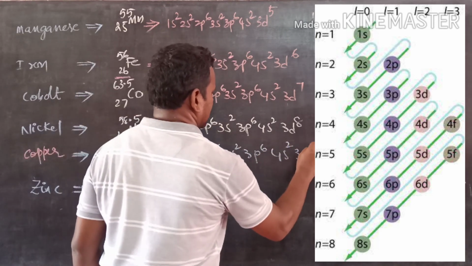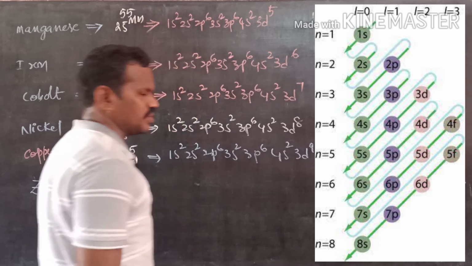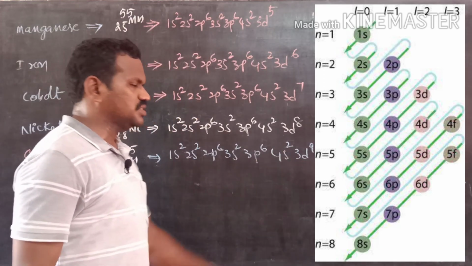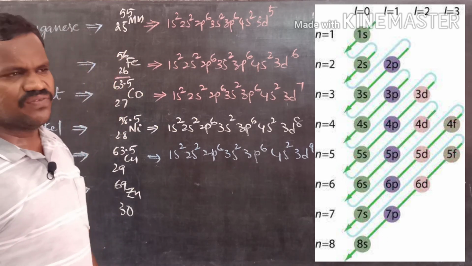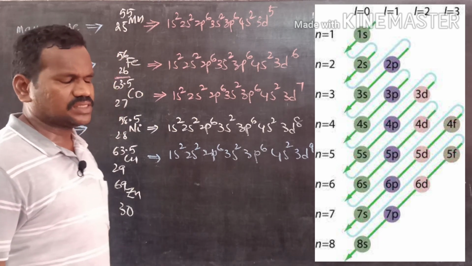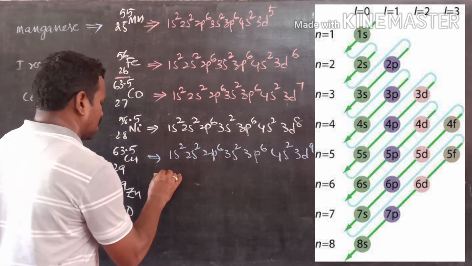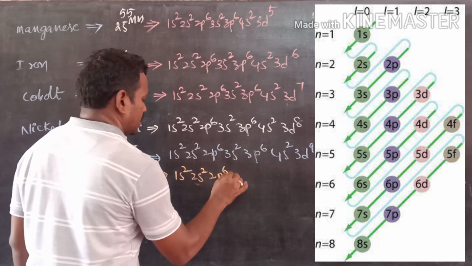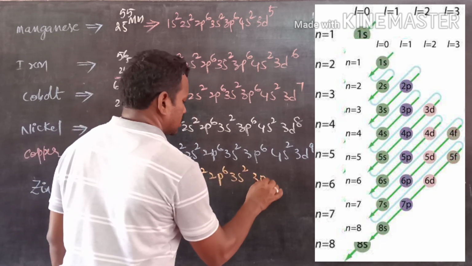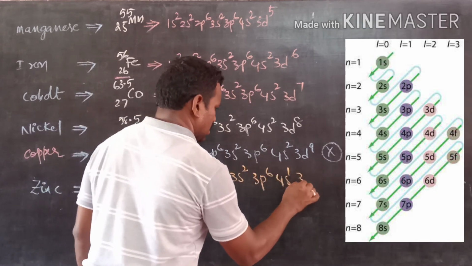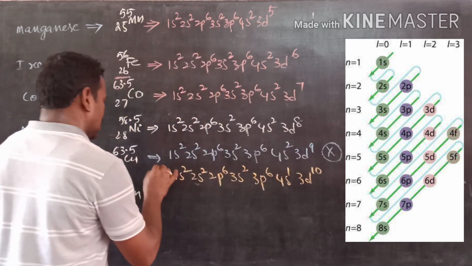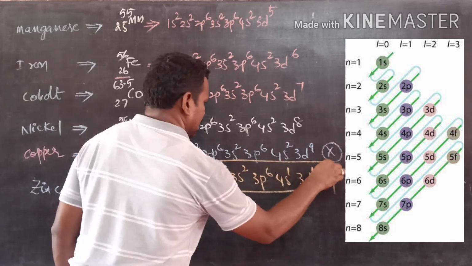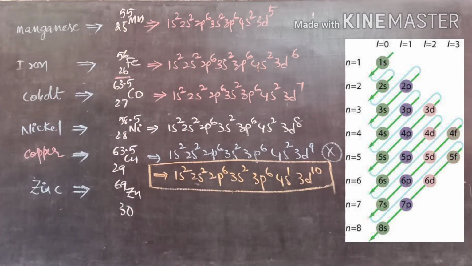Now in the case of copper, the electronic configuration 1s2, 2s2, 2p6, 3s2, 3p6, 4s2, 3d9 is not the correct method of representation. Why? Because the electron of 4s jumps into 3d, then it becomes a fully filled configuration, and it gets stability. Now the electronic configuration becomes 1s2, 2s2, 2p6, 3s2, 3p6, 4s1, 3d10. This is the special representation in the case of copper, like in the case of chromium.